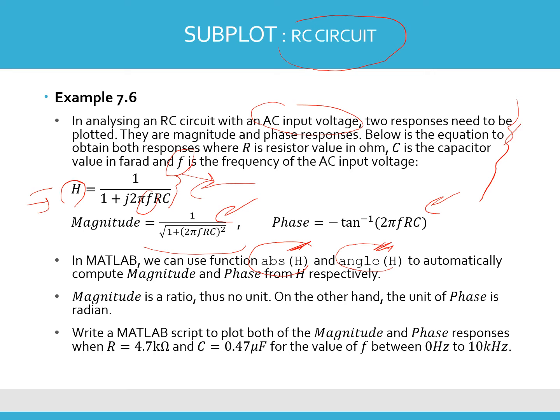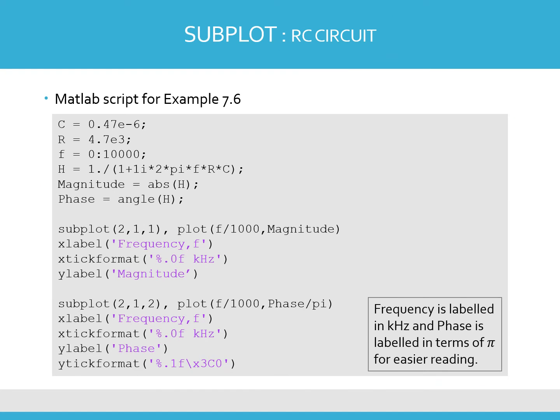So F is the input. The constants are already given here, C. And the frequency is from 0 to 100 kHz. From this problem you can see here, this is the constant, and this is the input. This is the equation. Of course, you remember you have to use array operation. Refer back to the previous chapter for what array operation is. Then this is magnitude and phase. Remember this is angle, and this is absolute value.